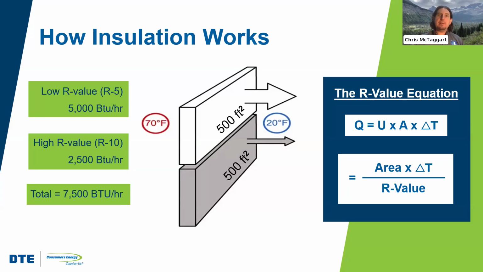But for the total assembly, then we have a heat flow of 7,500 BTUs per hour. So this gives you a simple way of looking at how to calculate this rate of heat loss.